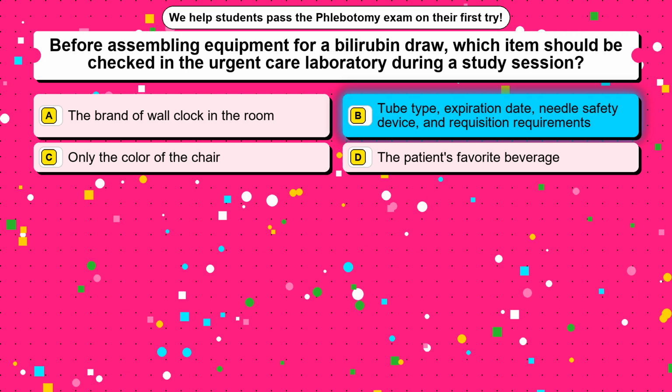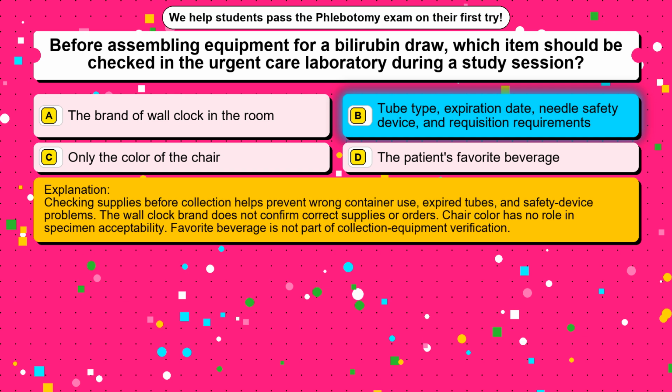The correct answer is option B. Tube type, expiration date, needle safety device, and requisition requirements. Checking supplies before collection helps prevent wrong container use, expired tubes, and safety device problems. The wall clock brand does not confirm correct supplies or orders. Chair color has no role in specimen acceptability. Favorite beverage is not part of collection equipment verification.